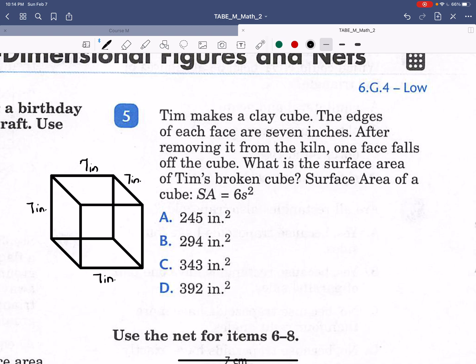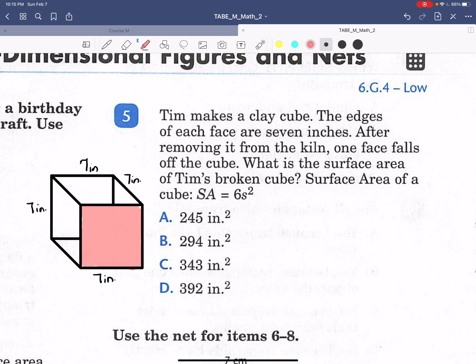After removing it from the kiln or the oven, one face falls off the cube. So what's happening here? We're going to say when he brings it out of the oven, something went wrong, and one of the faces falls off. So maybe this face drops off. That would be what happened if I made this. I can imagine what it would look like. What is the surface area of Tim's broken cube?